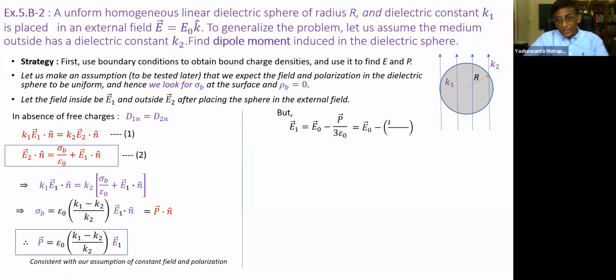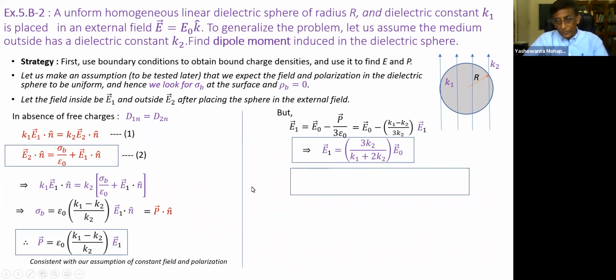So let's calculate that. If I put this in P, and then E naught minus K1 minus K2 by 3 K2 E1, I just plug this P into this. So that tells me that E1 is 3 K2 by K1 plus 2 K2 E naught. So I've gotten E1 in terms of E naught. Basically, I first solve for P from sigma B and plug this in to get E1. E1 is inside, E naught is the applied electric field. And hence, now I can obtain the total P.